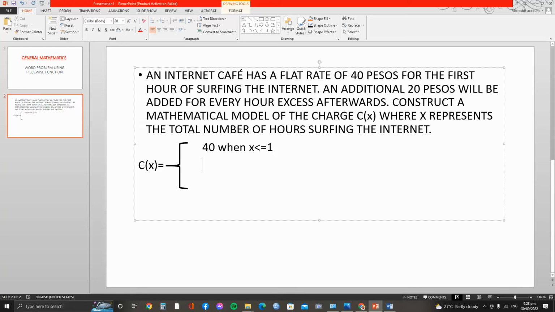The next piecewise function is defined in the second sentence: an additional 20 pesos will be added for every hour excess afterwards, which means for our base 40 pesos, an additional 20 pesos will be charged for every hour, which is represented by x minus the base hour, which is 1, when x is greater than 1. So this will be the second piecewise function: 40 plus 20 enclosed in a parenthesis x minus 1 when x is greater than 1. So these will be our two mathematical models for the word problem of piecewise function.